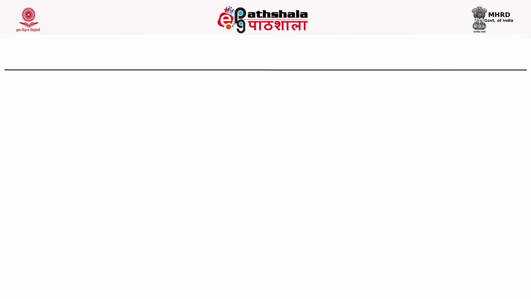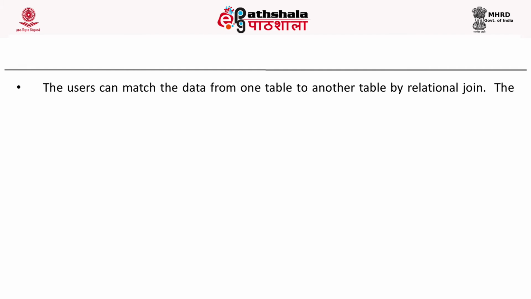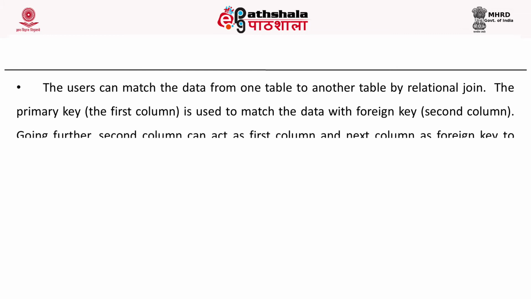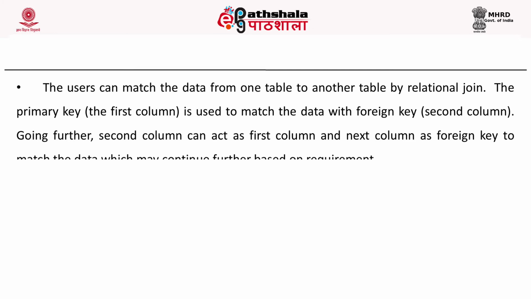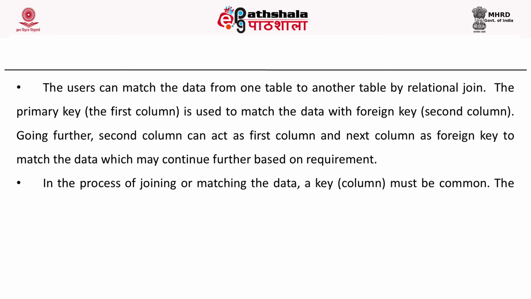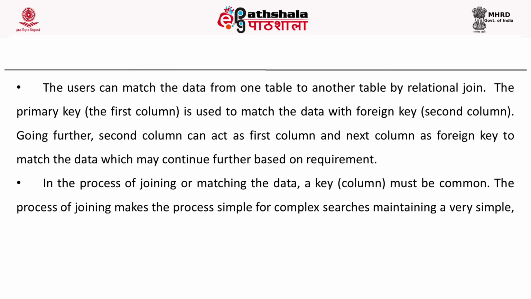So, the users can match the data from one table to another table by relational join. The primary key, that is the first column in any database, is used to match the data with foreign key, that is the second column. Going further, second column can act as first column and next column can act as foreign key to match the data, which may continue further based on requirement.